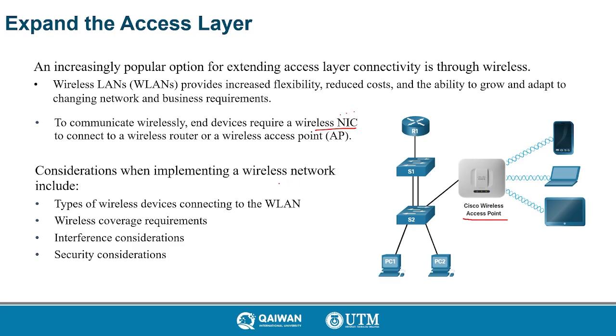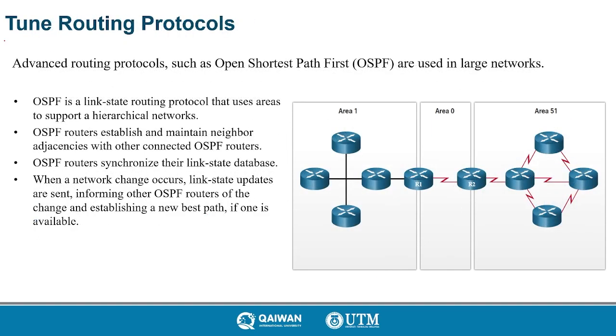Considerations when implementing wireless networks. So you need to be aware of these points. The type of wireless device connecting to the WLAN, wireless LAN, and the wireless coverage requirements. Sometimes if they say that you need to cover an entire campus or an entire faculty, it means that you will need more than two or three or four, you may need five. At that time you need to make sure that you have correct coverage. Interference considerations and security considerations are the points you need to be aware of.